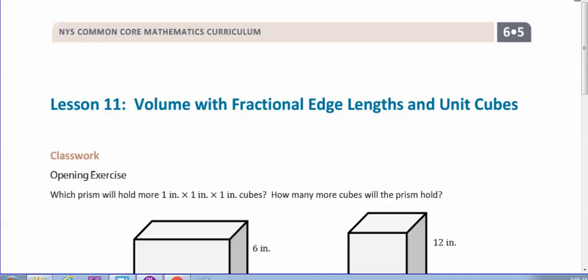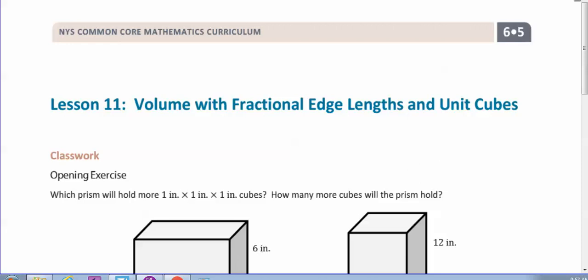And we are on lesson 11, volume with fractional edge lengths and unit cubes. So yesterday was Saturday or Sunday, but Friday we started this lesson and we talked about the volume formula. So we're going to quickly review that. Who can tell me what the volume formula is?